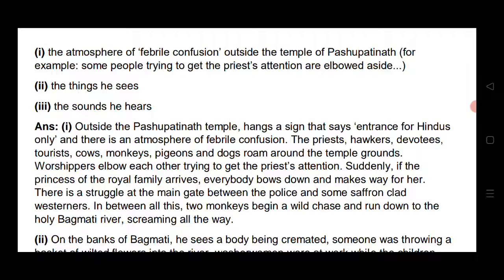The priests, hawkers, devotees, tourists, cows, monkeys, pigeons and dogs roam around the temple grounds. Worshippers elbow each other trying to get the priest's attention. Suddenly, if the princess of the royal family arrives, everybody bows down and makes way for her. There is a struggle at the main gate between the police and some saffron-clad westerners. In between all this, 2 monkeys begin a wild chase and run down to the holy Bagmati river, screaming all the way.